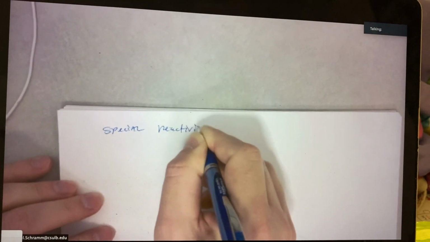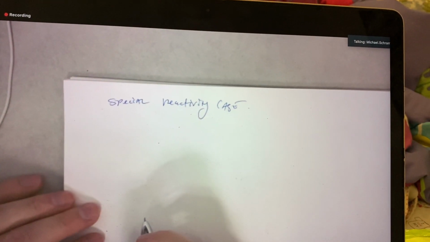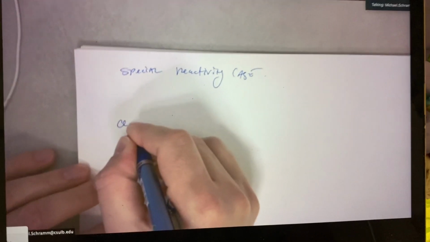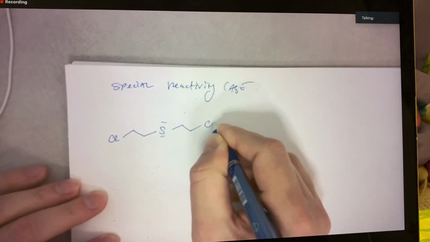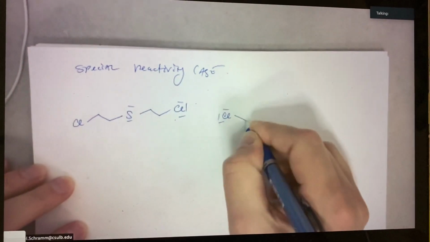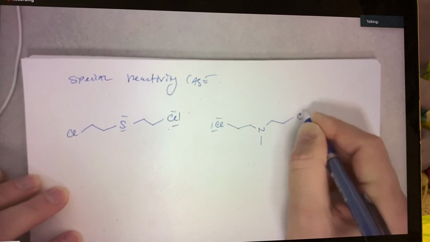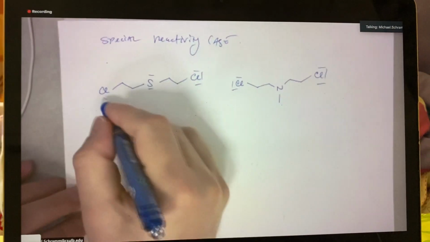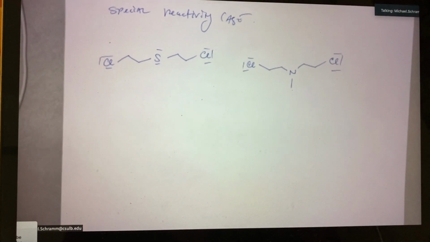reactivity case. That's going to lead to a discussion of two different types of compounds. Let's just actually draw them, and then I'll start talking about them. Let's draw these two types of compounds together. There's two carbons here and two carbons sandwiched between these things. These two compounds are very, very special compounds.